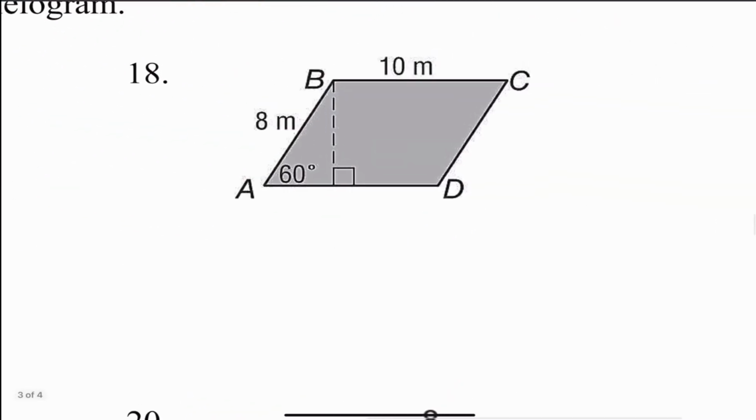Number 18, this is my parallelogram. Remember the base and the height, they're perpendicular to each other, okay? And opposite sides of a parallelogram are congruent. This is 10 meters, this is 8 meters. And if you want to find the perimeter, you would just add up all the sides. Very, very simple stuff, but we're just being asked to find the area.